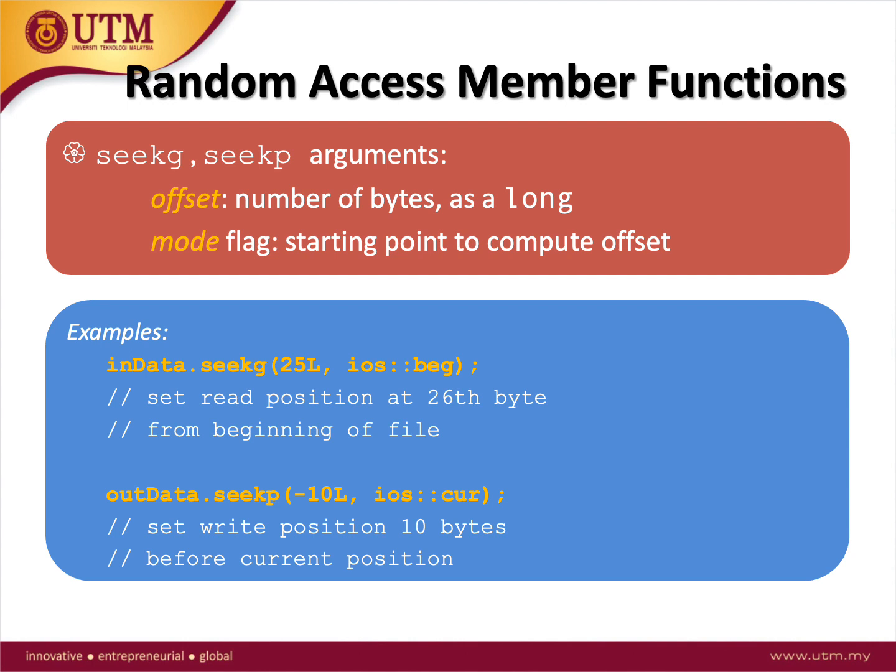So this is an example. The first one, data.seekg, sets the read position at 26. Here you can see 25, so it means it will start reading from the 26th byte, counting from the beginning of the file. Then data.seekp is for output, which is write. Here we state that we set the write position to 10 bytes.